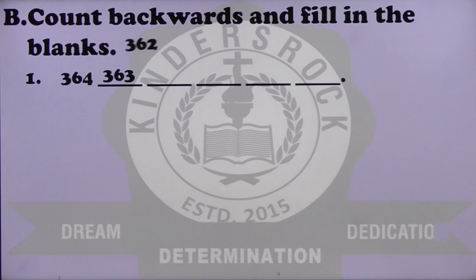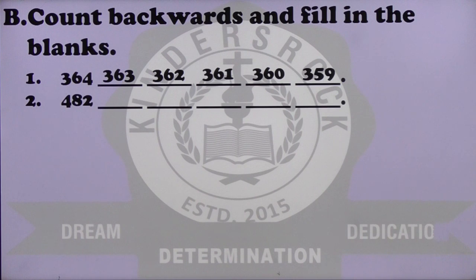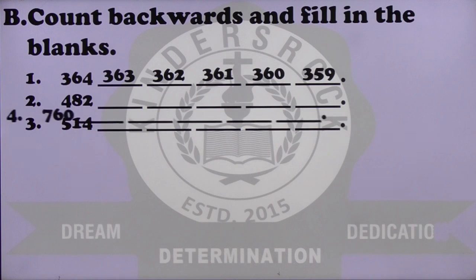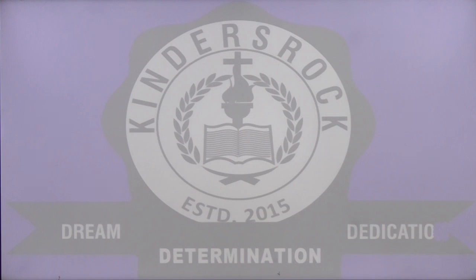Right. Then 362. Then 361. Right. And then there comes 360. And then 359. Similarly, for this number, you have to write 5 numbers that come before 482, and then 5 numbers that come before 514, 5 numbers that come before 760. Okay, let us do another exercise.